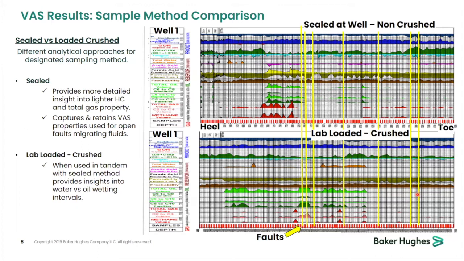A few of the points we can recognize when comparing the methods are that the sealed at well samples provide more detailed insight into the lighter hydrocarbons and the total gas property, and it captures and retains gas properties used for interpreting open faults migrating fluids. And another point is that when the lab loaded method is used in tandem with the sealed method insights, we can provide some insight into water versus oil wetting intervals.